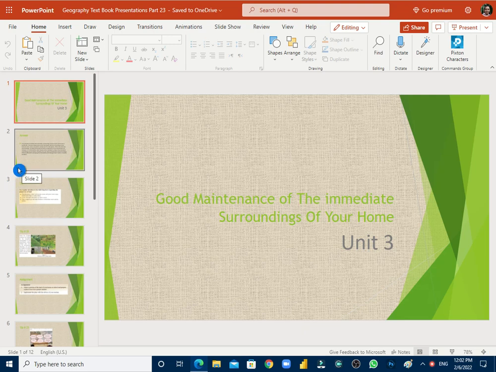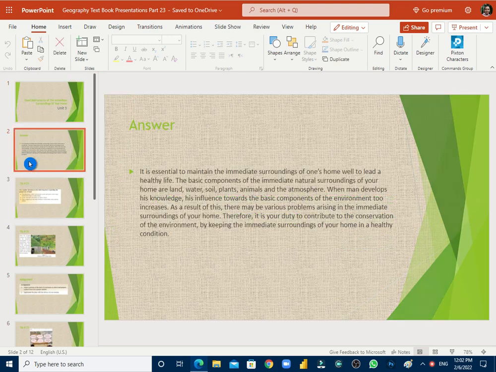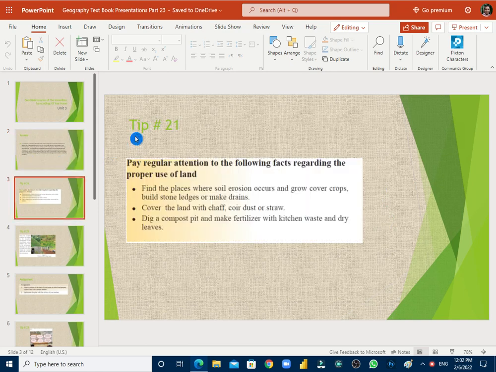Type it in here. So let's get started with part 23. The answer would be this definition that I discussed in part 22. Okay, this is tip number 22.